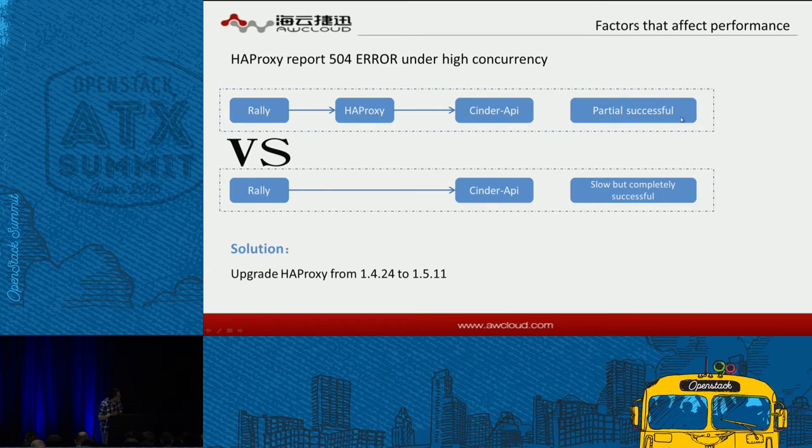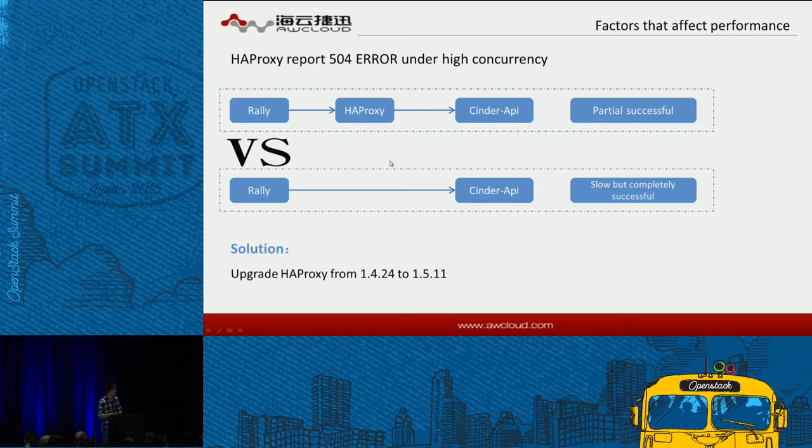Okay, this picture shows two different test cases. In the upper one, some failover errors happened, and in the second test case, our volume was created successfully, but it was slow. So we determined that the problem happened in HAProxy. And when we analyzed it, we found that the HAProxy version is too old. After we upgraded the HAProxy from 1.24 to 1.11, the failover errors disappeared. So up to now, HAProxy works well.